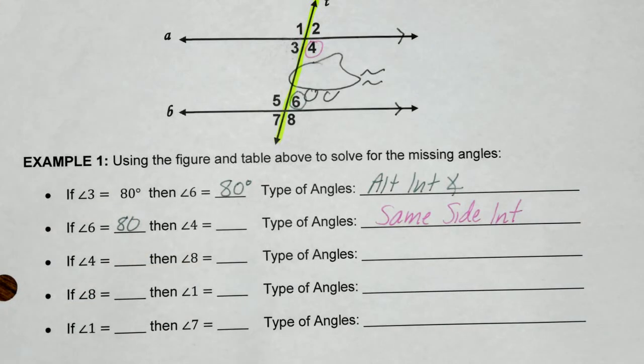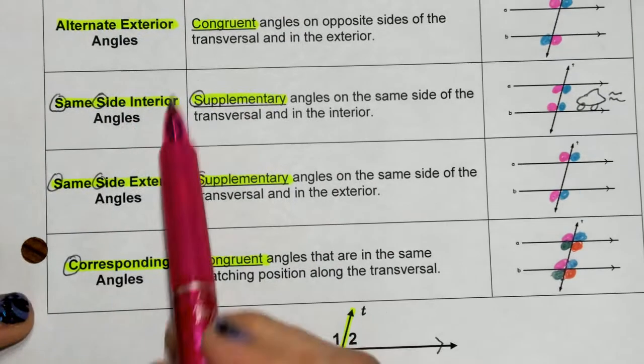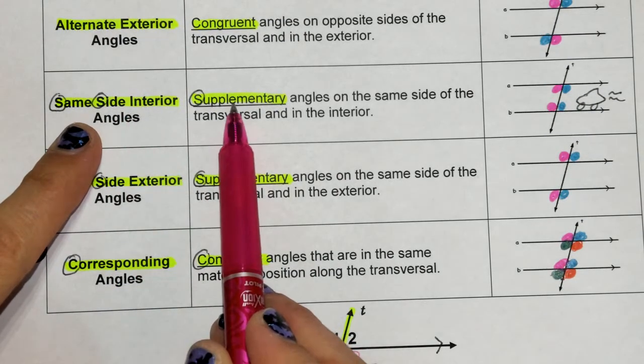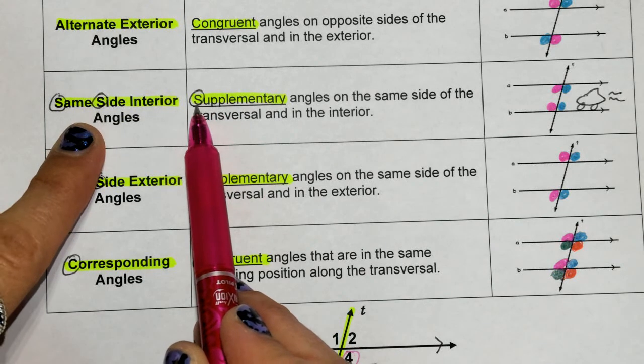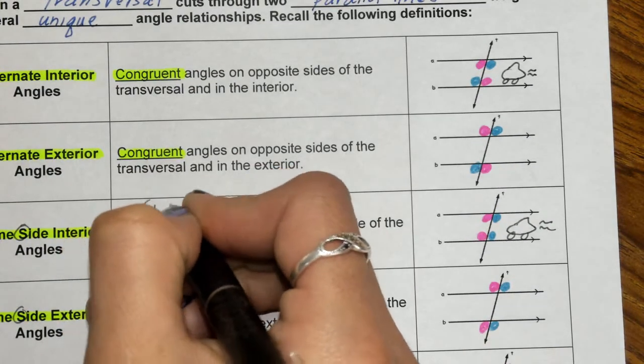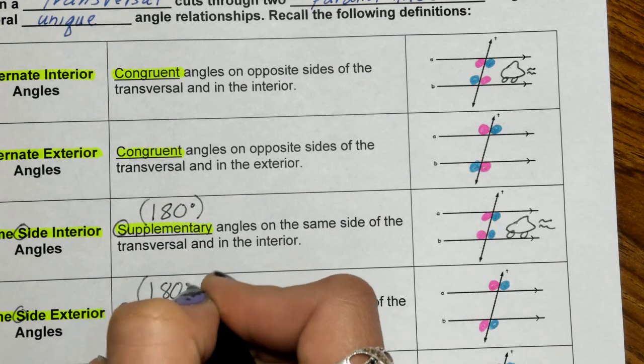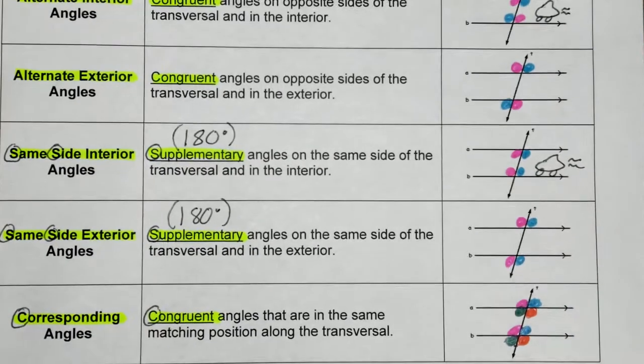And if we take a look at the chart above, that table above, what we highlighted, we go to our same side interior, and we saw same side supplementary, all those S's. Okay, so they are supplementary, meaning we need to remember this means we have two angles adding to equal 180 degrees. You have to remember that.